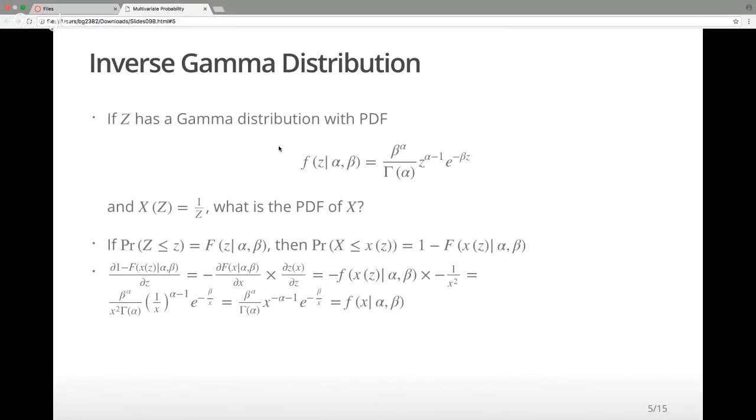That should be an x there, typo. Anyway, the derivative of the CDF by the chain rule, we get a negative x squared in the denominator. And then if we plug into the original PDF, writing z as a function of x, we get this expression here, which we can simplify the exponents of a little bit, and we get this PDF, which is the PDF of x. Yes? Why did that sign flip happen?